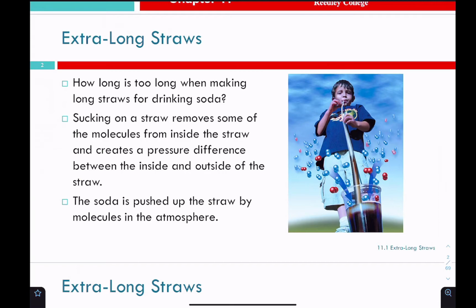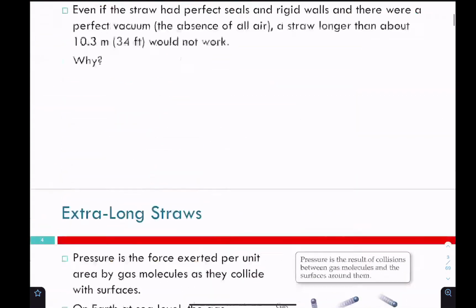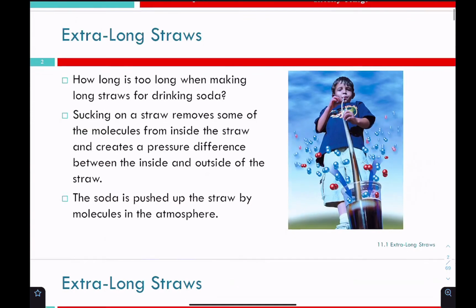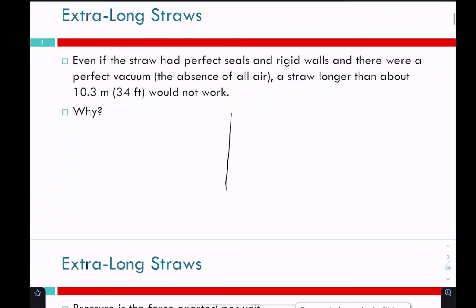So the reason that you can even drink from a straw is because the straw goes down into your drink. And when you suck on the end of the straw, it removes gas molecules that are in the straw. And that creates negative pressure. Well, negative pressure is negative relative to the atmospheric pressure. So there's less pressure now inside the straw. The atmosphere is pushing down on everything. And so it is actually pushing the soda down and up the straw to fill in that pressure that you removed.